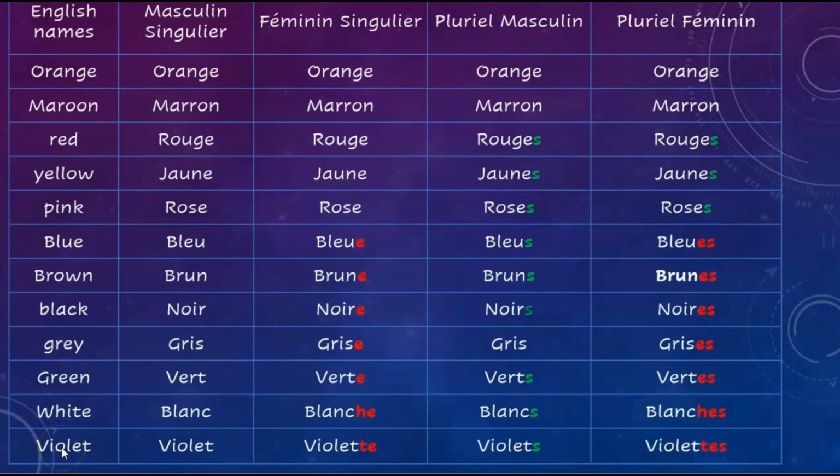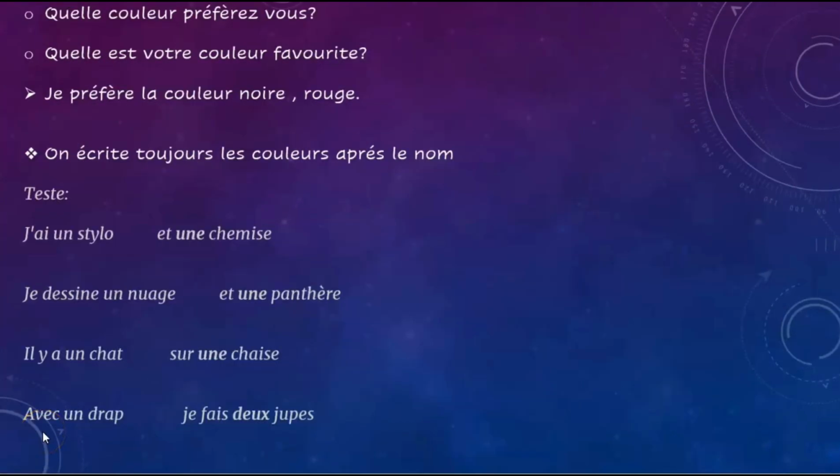Now we move to violet. Violet is called as violet. Violet in masculine singular. Feminine singular, TE is added and it is called as violette. Okay. Plural masculine, S is added and pronunciation is violet. And feminine plural, T-E-S is added, violettes. Now we'll move to some questions and a practice test.